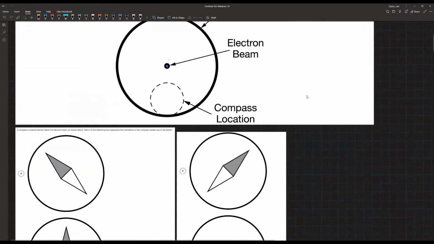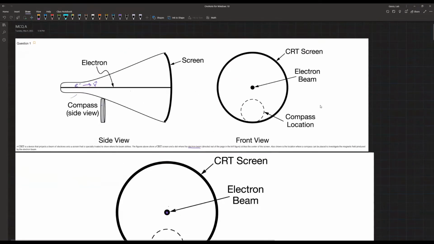And the first question here is, a compass is placed directly below the electron beam as shown above. Which of the following best describes the orientation of the compass needle due to the beam? So as we were talking in class, we want to use the right-hand rule to determine the direction of the magnetic field around a beam. If you point your thumb along the direction of the current, then the curl of your fingers will show you the direction for the curl of the magnetic field.